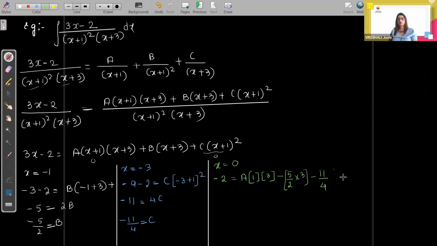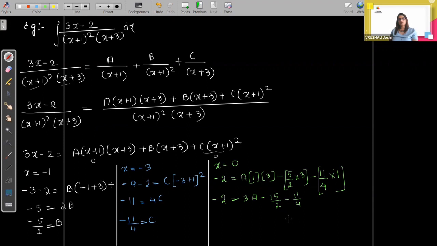X is 0, so 1 ka square will be 1. So this is not going to make any change. This is 1. This is 1 bracket, correct? So what do you have here? We have -2 is equal to 3a minus 15/2 minus 11/4.